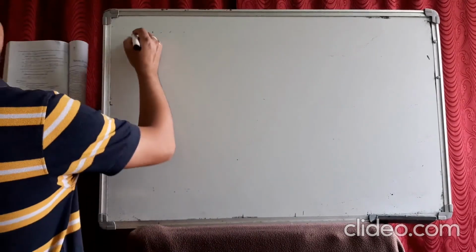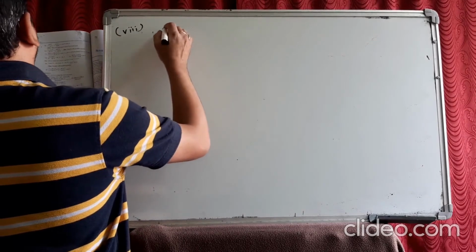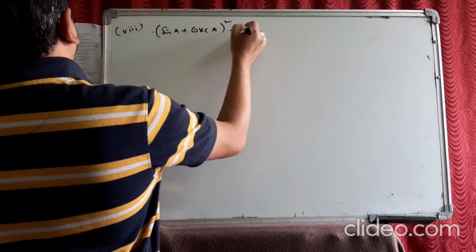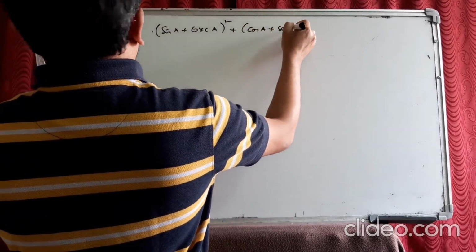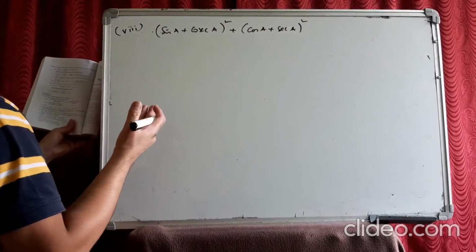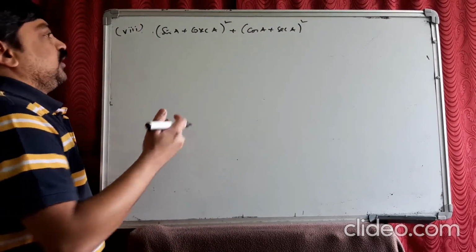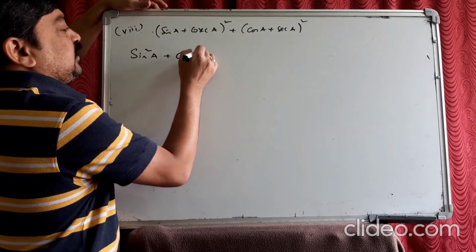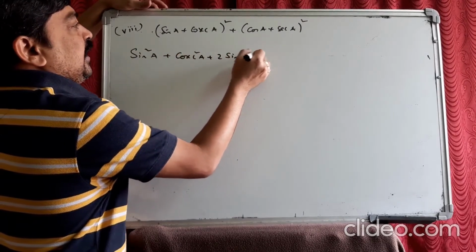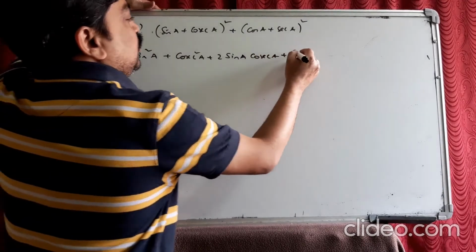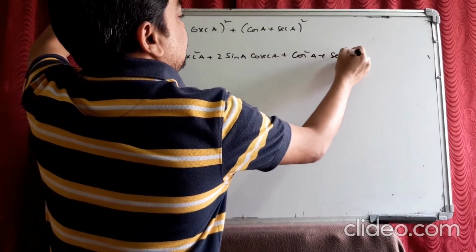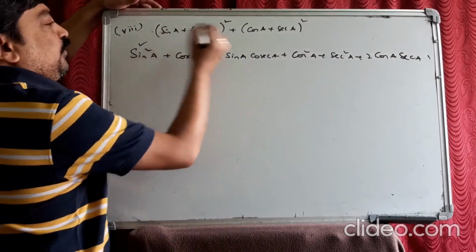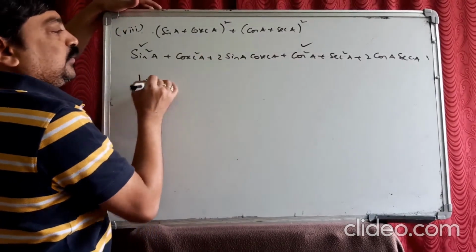See the 8th question. Sin A plus cosecant A whole square plus cos A plus secant A whole square. You are asked to prove that it equals 7 plus tan square A plus cot square A. Okay, we do. It looks like A plus B whole square, which is A square plus B square plus 2AB. This also looks like A square plus B square plus 2AB. Now, when you take the pair, sin square plus cos square becomes 1.